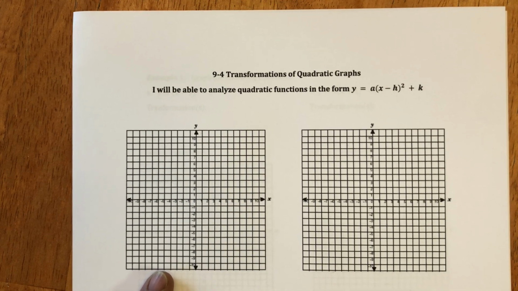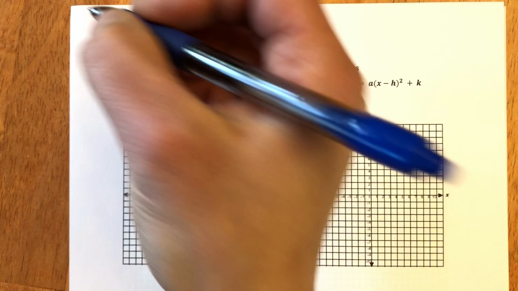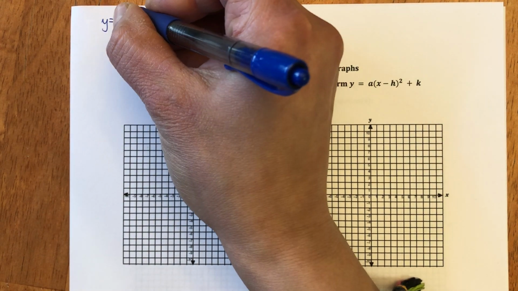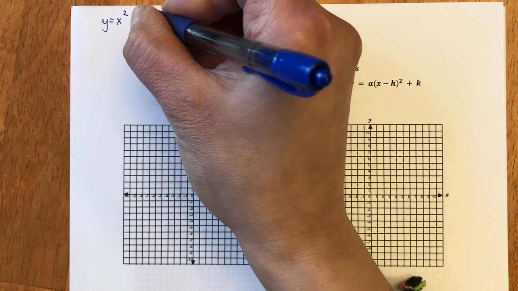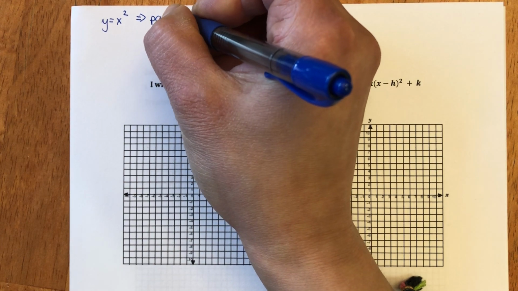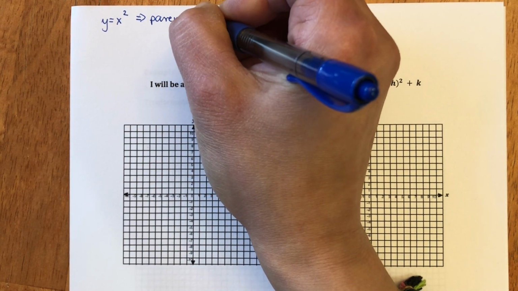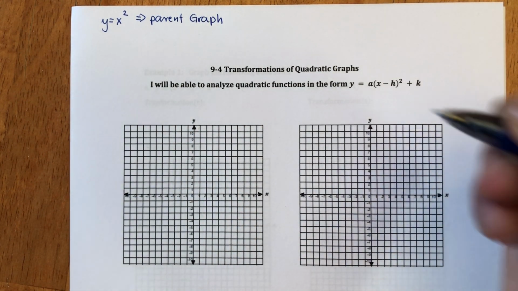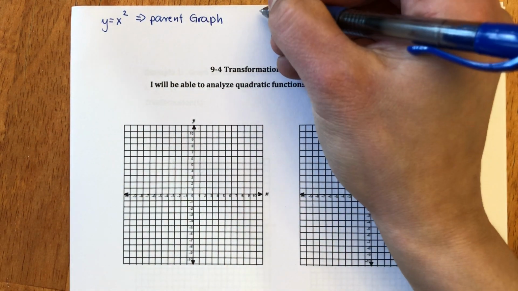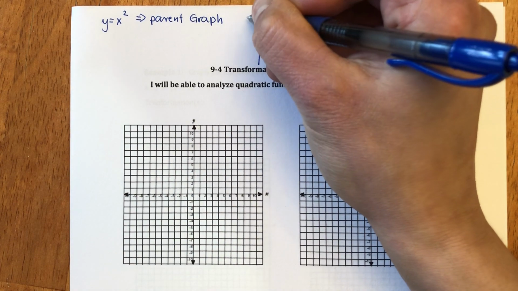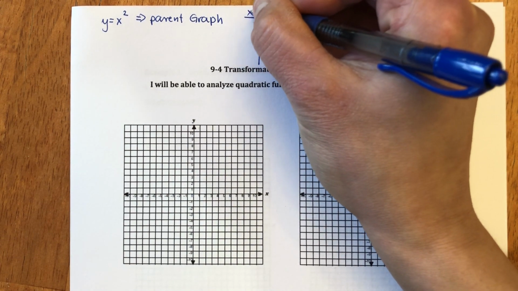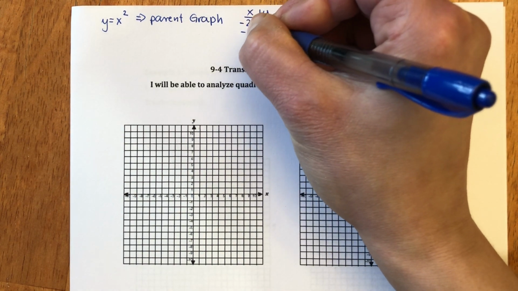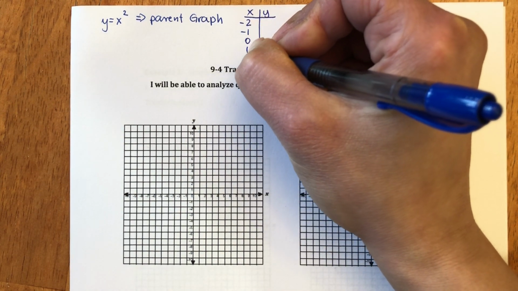Right here on the top of the page, I am going to write very quick notes. What I do want is the parent graph of the quadratic function. And the parent graph looks like this. So the parent graph has the equation of y is equal to x squared. I do want to graph it, and in order to graph it, I want to figure out a couple points. Well, maybe more than a couple. I will take -2, -1, 0, 1, and 2.